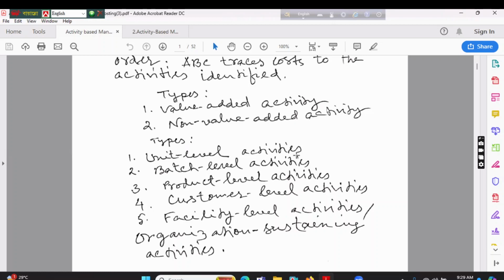According to Garrison, Noreen, and Brewer, we find 5 types of activities: unit level activities, batch level activities, product level activities, customer level activities, and facility level activities. We are reviewing this.